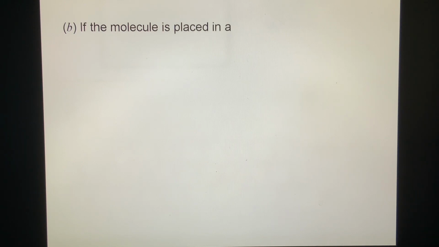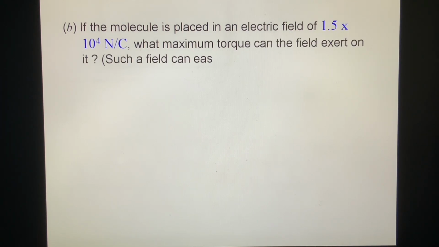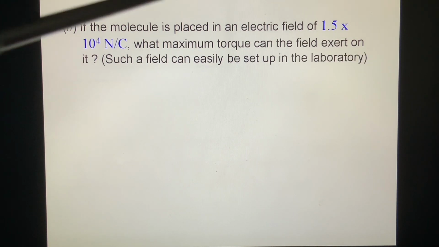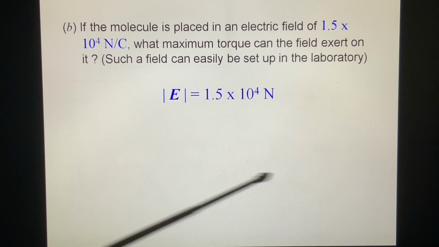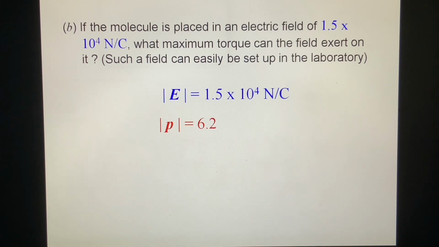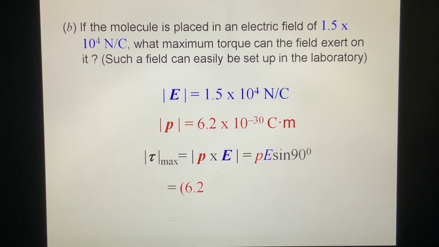If the molecule is placed in an electric field of 1.5 times 10 to the power of 4 newton per coulomb, what maximum torque can the field exert on it? That's very simple because we know E and we know P, so the maximum torque is EP.